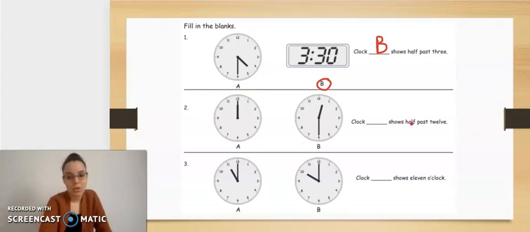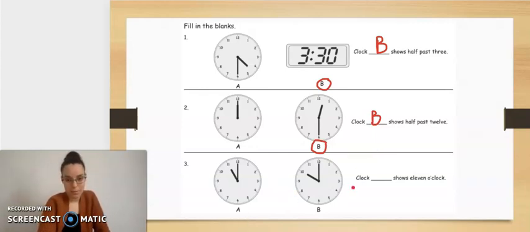Clock blank shows 12:30. 12:30. Not 12 o'clock. 12:30. Again, you got it. B. B shows 12:30. A shows 12 o'clock.